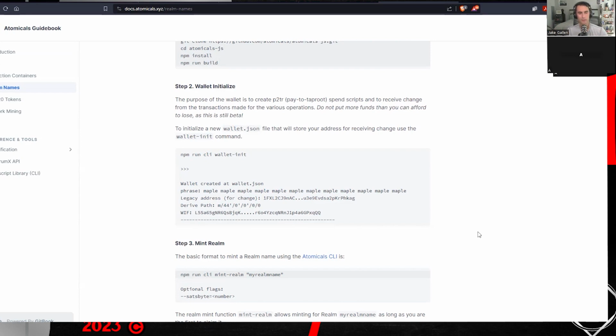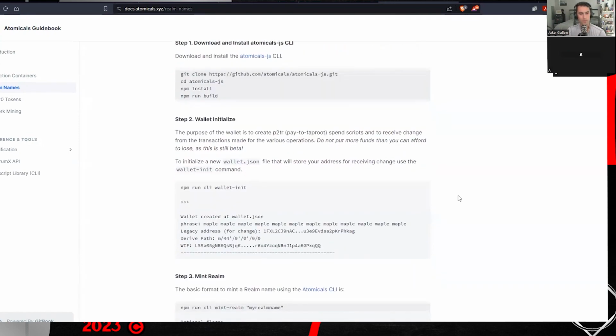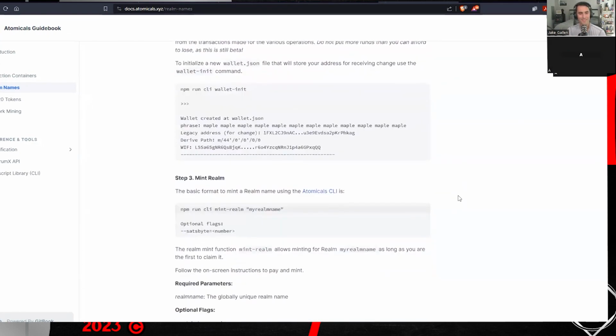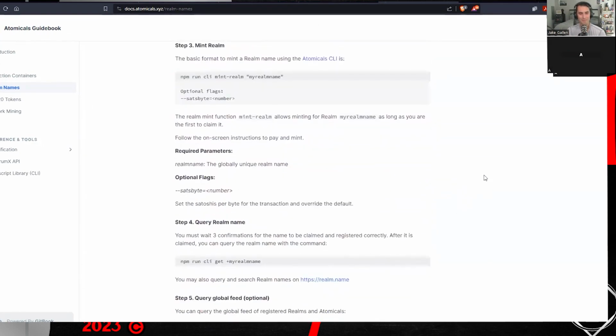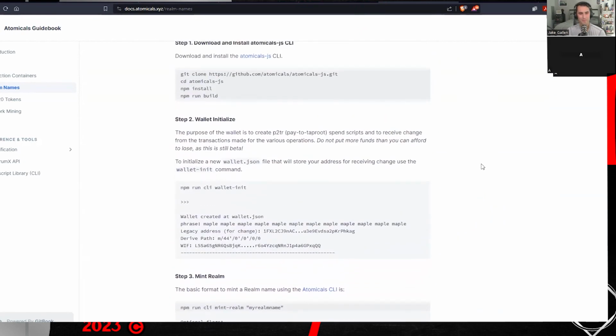I think it's a combination. So in the steps here, all we have to do is download the package and then type these commands in. You can create a wallet in one command, and then there's 4 commands you run. So 5 lines of these commands, you're at the point of minting a realm, and it displays a QR code. So you can use any Bitcoin wallet you already have. You just scan the QR code that will be displayed.